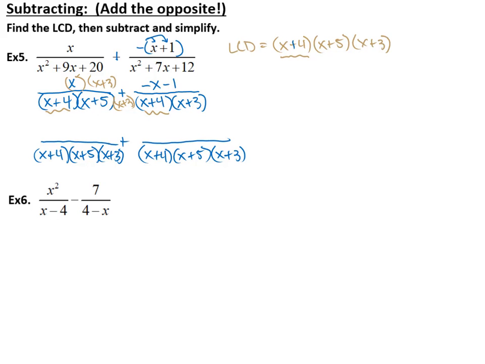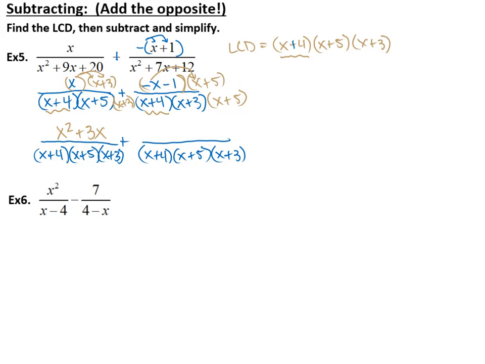Okay. We will need to distribute here, which gives me x squared plus 3x. Our second one has the plus 4 and plus 3, x plus 4, x plus 3. It's missing x plus 5. So let's multiply that one top and bottom by x plus 5. Now up top we will need to FOIL these out. So you do need to put parentheses around this numerator as well.